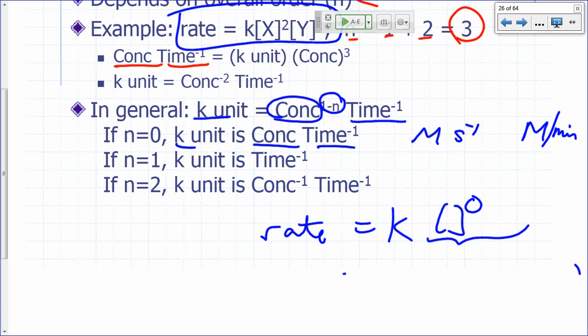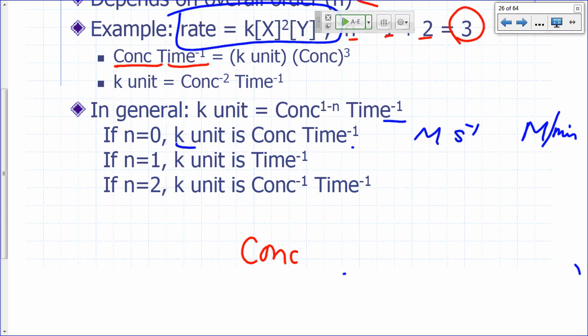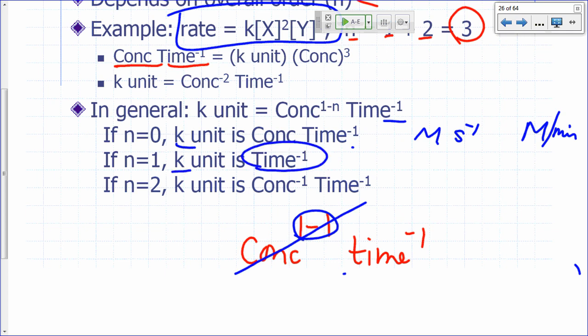What happens if n equals 1? Then concentration unit raised to the power 1 minus 1 times time to the negative 1. What is 1 minus 1? So concentration raised to the power 0 will just disappear. So the unit for your rate constant is per unit time. In other words, if I were to give you a rate constant, by just looking at the unit, you should be able to tell me what the overall order of the reaction is. Is it zero order, first order, or second order?